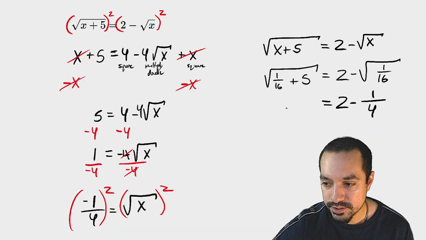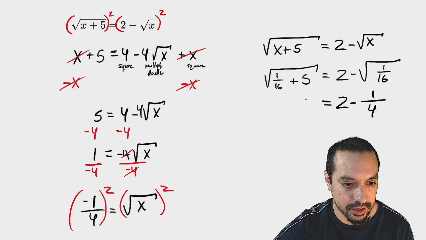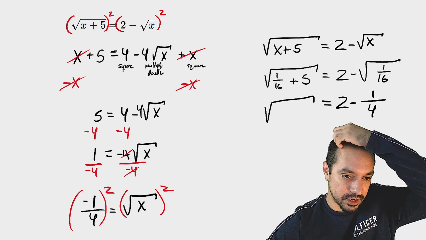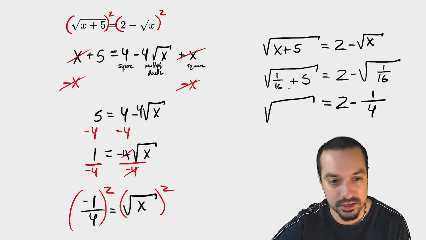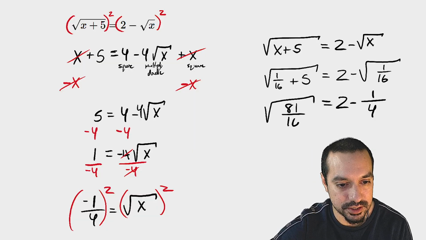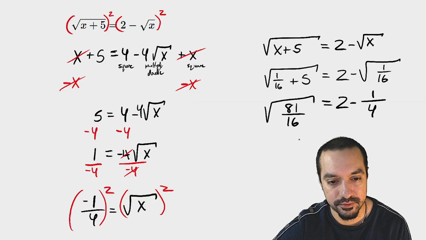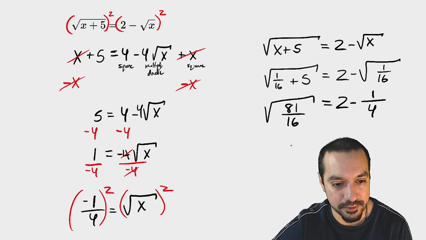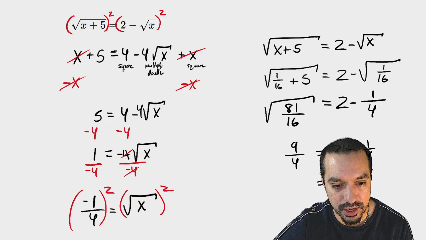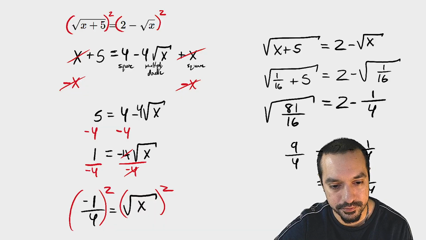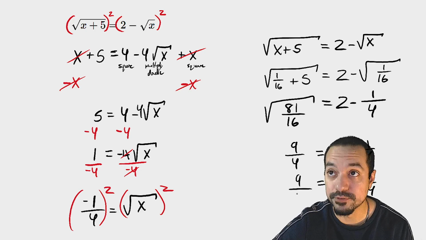Over on the other side, we would have to put the 5 over 16. When we end up adding those, 1/16 plus whatever 5 is as 16ths, we get 81/16. And then I'll go ahead and take the square root of that. So that gives me 9 over 4. Right, 2 is going to be 8/4. Having everything in terms of fourths makes this easier.